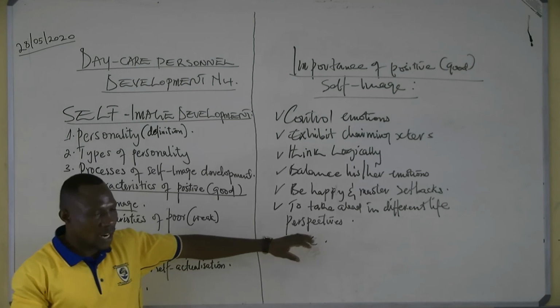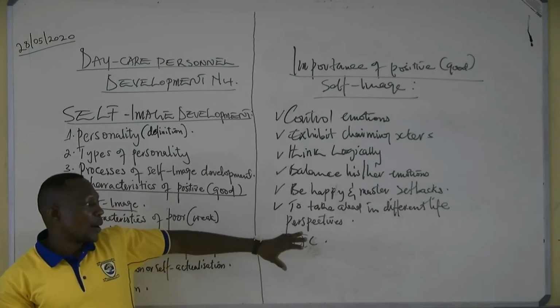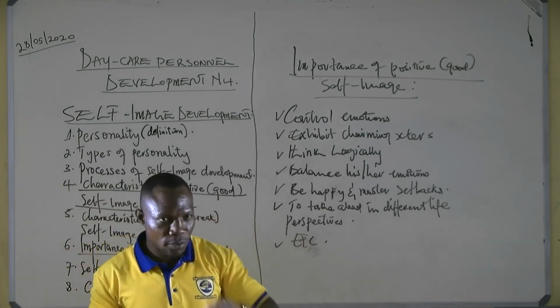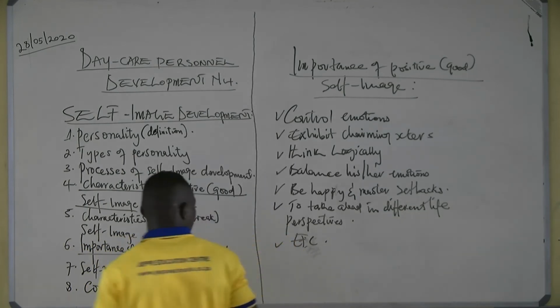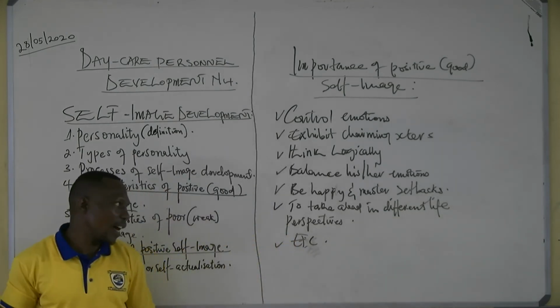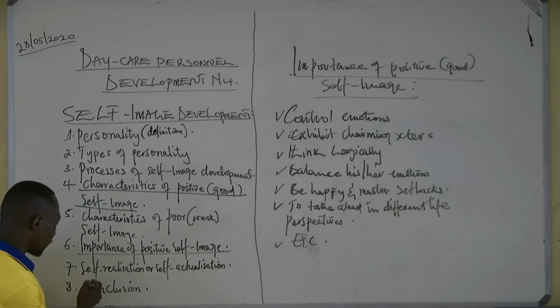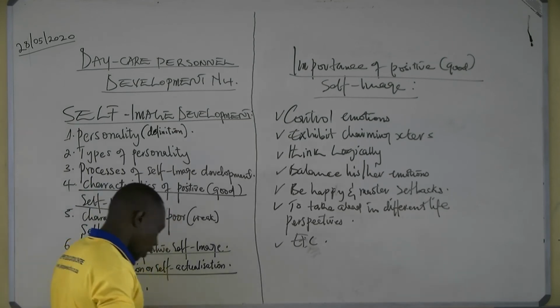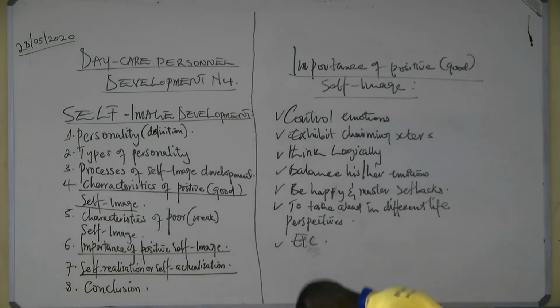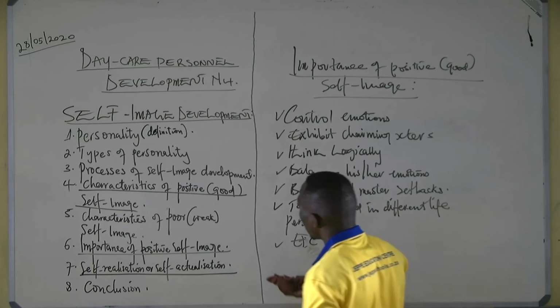Then taking a lead. This person can take a lead in different life perspectives by doing what? This person sometimes becomes initiative in trying to put across new ideas on how to perform particular tasks in a better way. You see that?